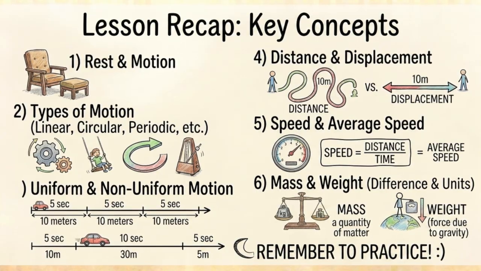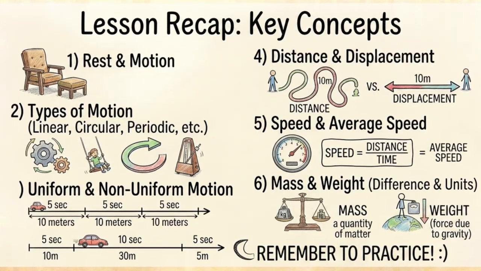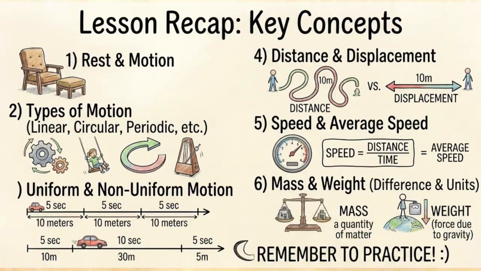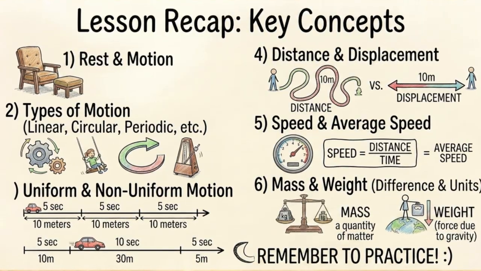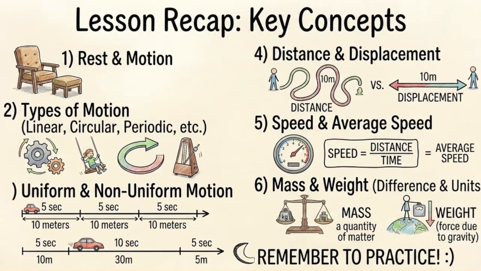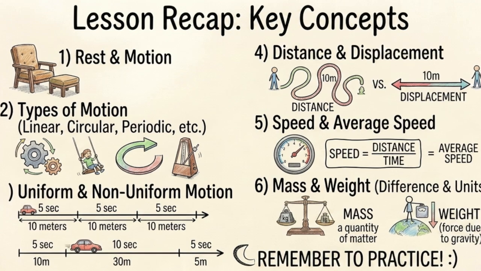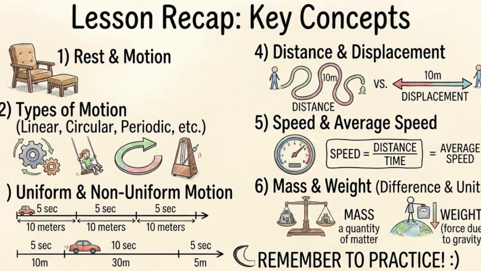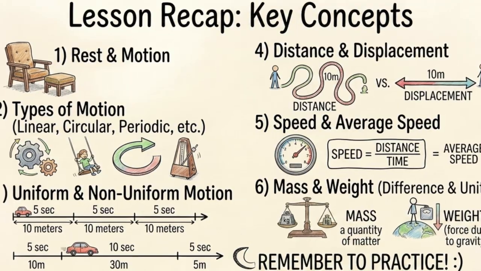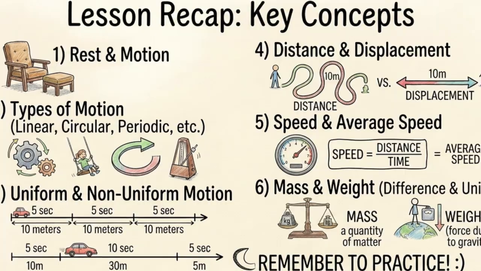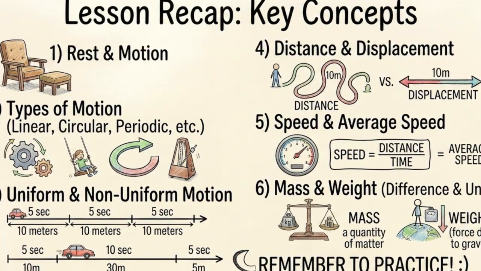Let's revise everything we have learned. We started by understanding that motion means a change in the position of an object with time, while an object is said to be at rest if it does not change its position with respect to a reference point. Next, we learned about the different types of motion. We learned about uniform and non-uniform motion. We also understood the difference between distance and displacement. We learned how to calculate speed and average speed using formulas. And finally, we compared mass and weight.